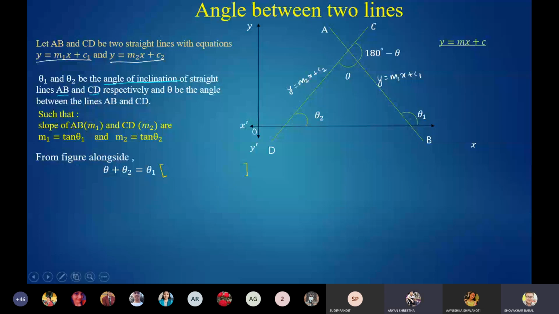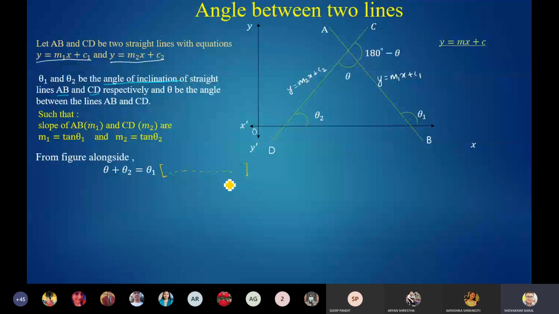Exterior angle is the sum of the two opposite interior angles. Yes, I understand what you are trying to say, but that's not complete. Exterior angle of a triangle is equal to the sum of opposite interior angles. This is the exterior angle, and it is equal to the sum of the opposite interior angles. These are the two opposite interior angles, theta and theta 2. So theta plus theta 2 will be equal to theta 1. Please write the reason here: exterior angle of a triangle is equal to the sum of opposite interior angles.